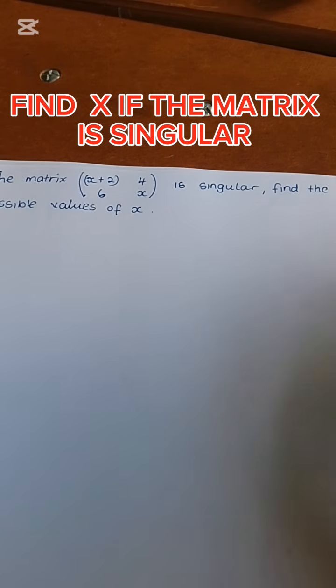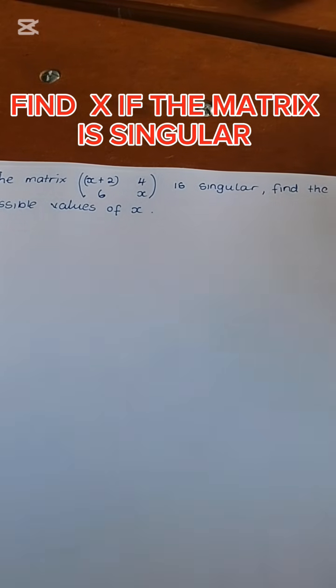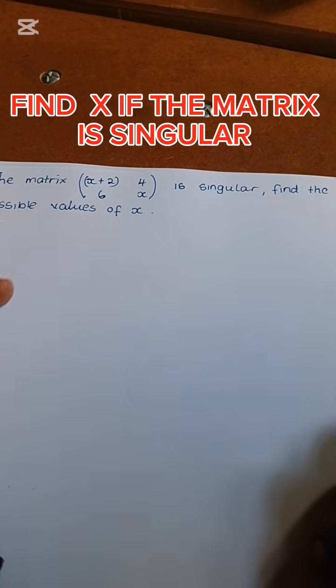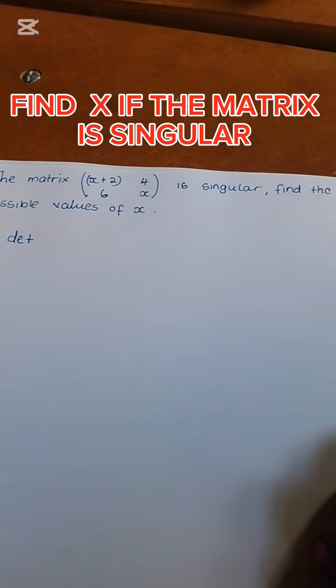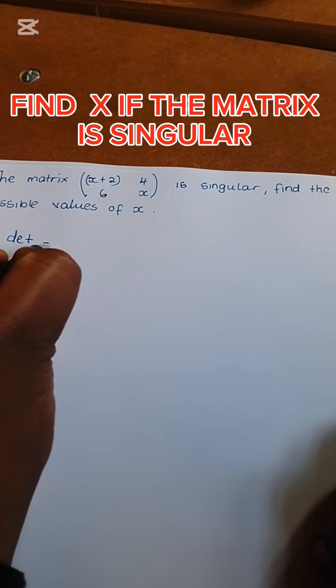How do we find the possible values of x? A singular matrix is a matrix that has determinant 0. 0 is the determinant of that particular matrix. So the determinant of this matrix should be equal to 0. So determinant is equal to 0.